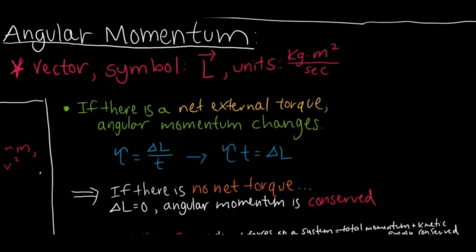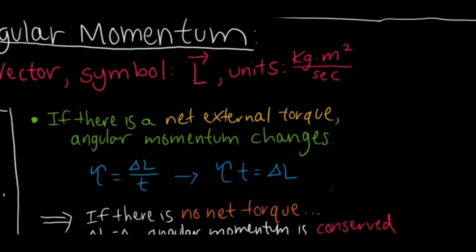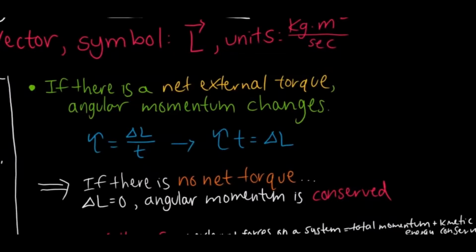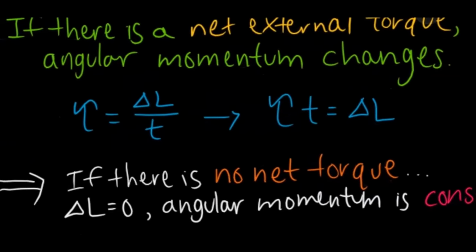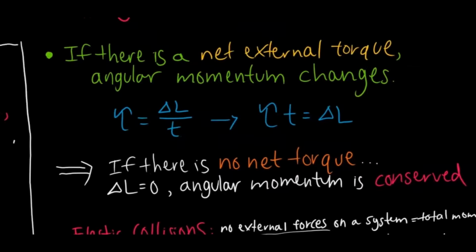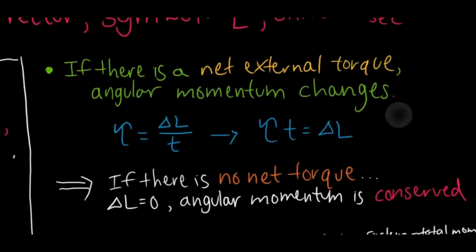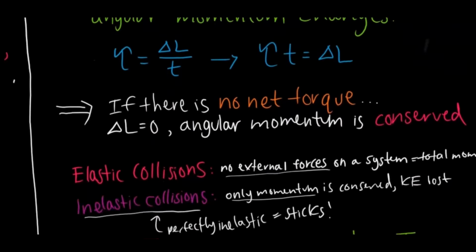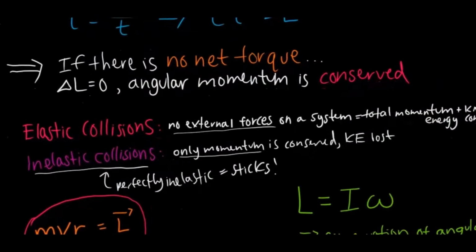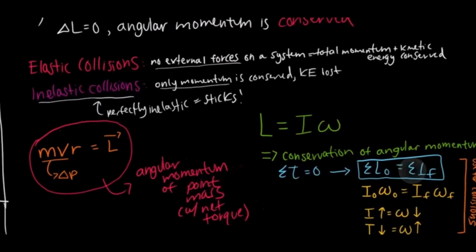So angular momentum, similar to linear momentum, is a vector. The symbol for it is L, and these are the units, kg times meters squared over seconds. So if there is no external torque, angular momentum doesn't change. You can see the equation for that, where torque exerted over time is equivalent to the change in angular momentum. So if there's no torque, there's no change in angular momentum. So angular momentum would be conserved.